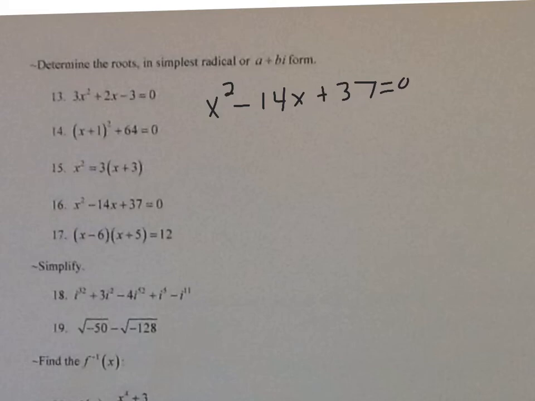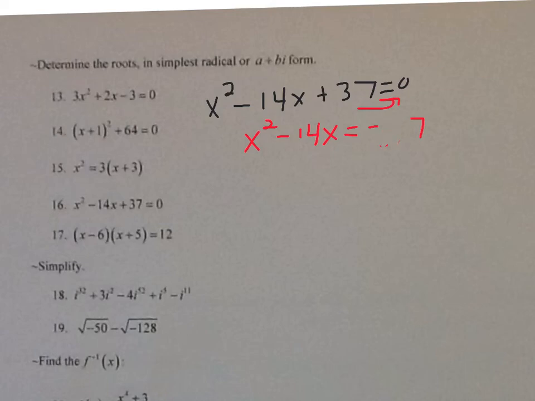Okay, so number 16 is x squared minus 14x plus 37 equals 0. All right, so I'm looking at this and I notice that the leading coefficient is a 1. I notice my middle term is even. So I'm going to complete the square for this one. So I minus 37 first. Remember, you have to have a leading coefficient of 1 and you have to move the constant over to the other side.